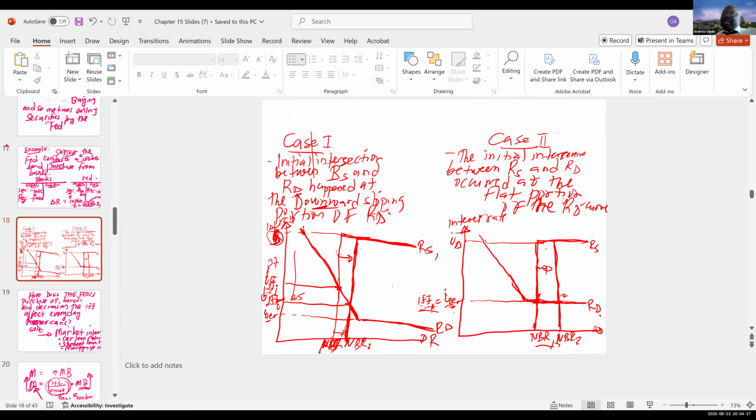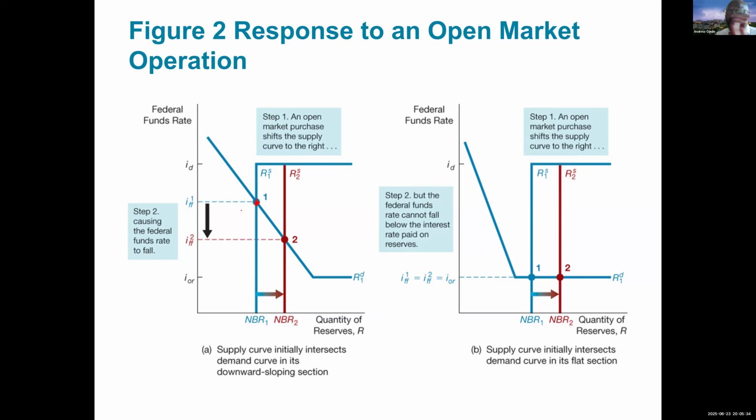My diagram looks a little bit ugly, but I drew it here using a computer, so you have everything here. This is exactly what we talked about. The first case, open market purchase. The impact depends on whether the initial intersection between the supply of reserves and the demand for reserves happens at the downward sloping portion of the demand curve. Point 1 is the intersection between demand and supply before the Fed bought bonds. So the federal funds rate was iFF1 and the quantity of non-borrowed reserves was NBR1.